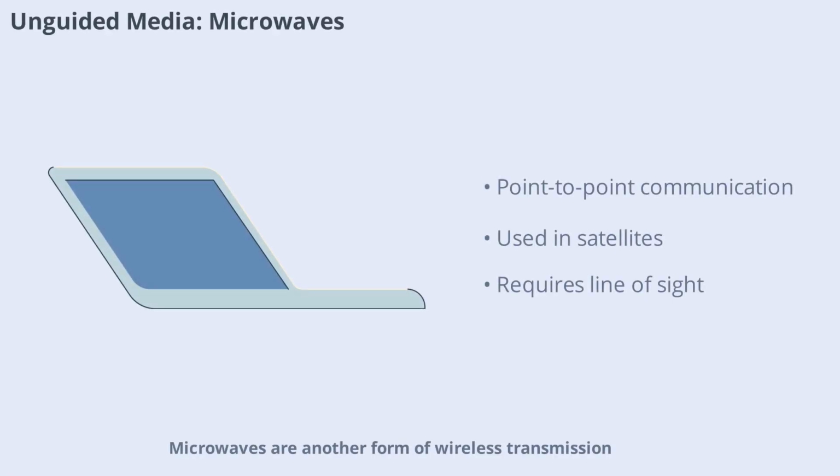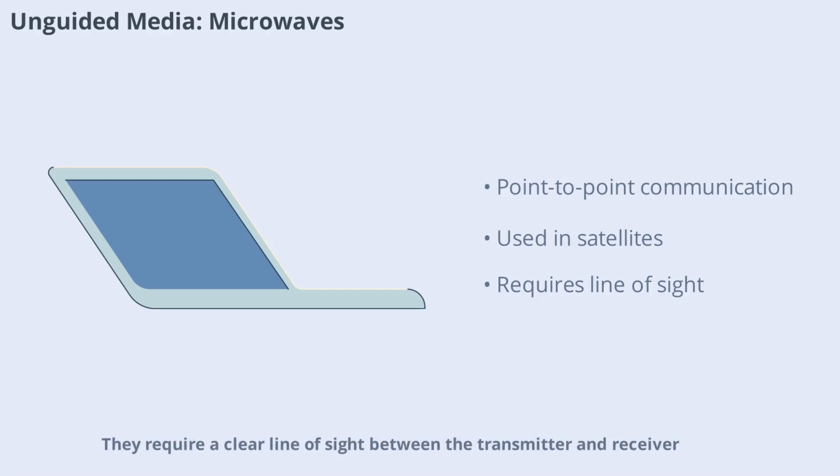Microwaves are another form of wireless transmission, used for point-to-point communication. They require a clear line of sight between the transmitter and receiver, making them ideal for satellite systems and long-distance telephone networks. Microwaves are fast and efficient, but obstacles can disrupt the signal.